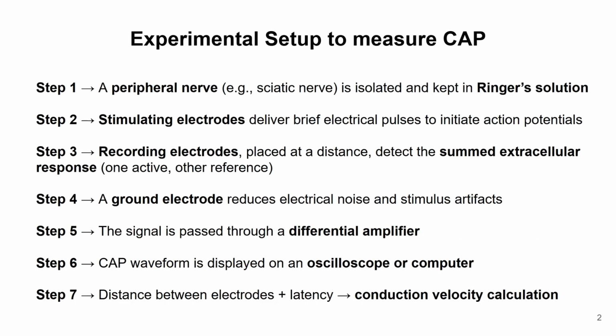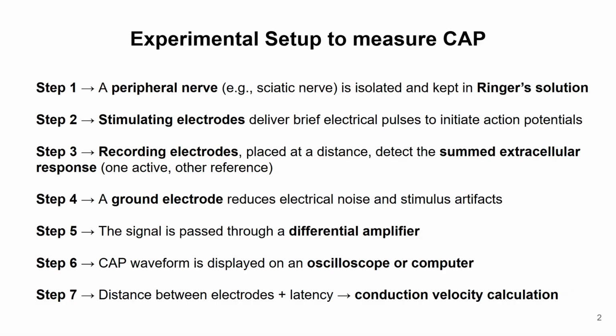Now we come to the question of what is the experimental setup, or how do we exactly measure CAP? So, step 1, a peripheral nerve, for example, a sciatic nerve, is isolated and kept in Ringer's solution. Step 2, stimulating electrodes deliver brief electrical pulses to initiate action potentials within the nerve. Step 3, recording electrodes, which are placed at a distance from each other, detect the summed extracellular response, where one electrode is an active electrode and the other is a reference electrode. Step 4, a ground electrode reduces electrical noise and stimulus artifacts.